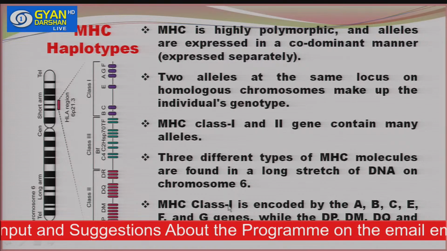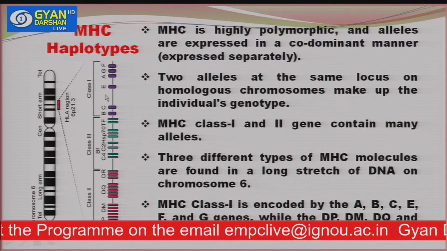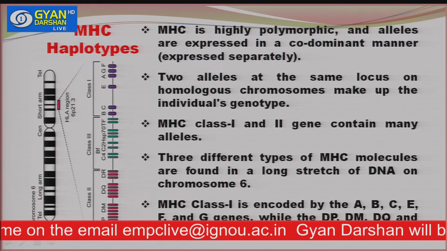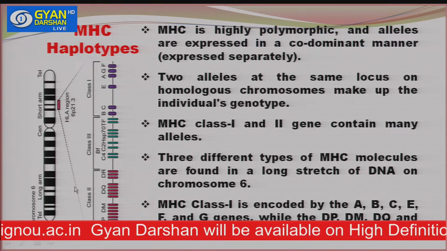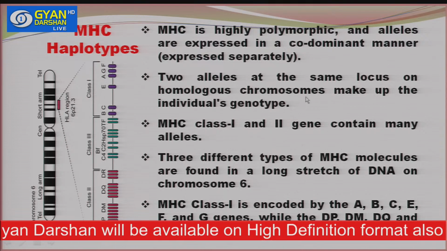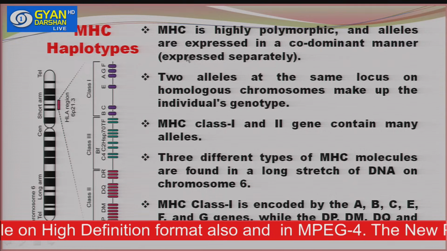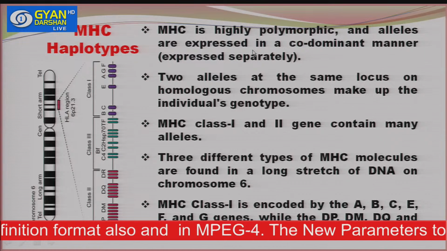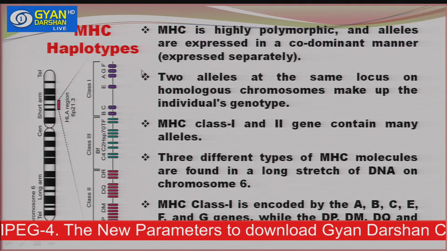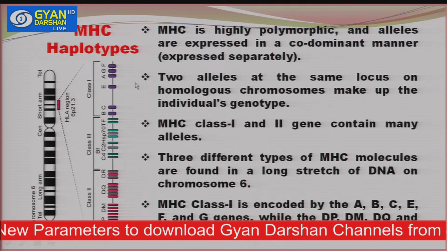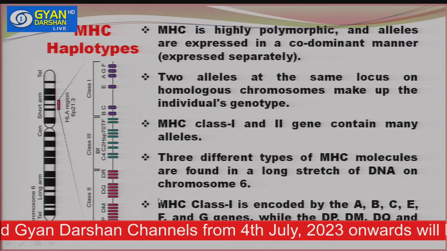The MHC class I is encoded by the A, B, C, E, F and G genes, while DP, DM, DQ and DR are encoded by the class II MHC molecule. So you can say it is a haplotype molecule. It is highly polymorphic and the alleles are expressed in a codominant manner, expressed separately for each gene, and ultimately they combine and are expressed on the surface of particular cells like B cells, dendritic cells and macrophages.